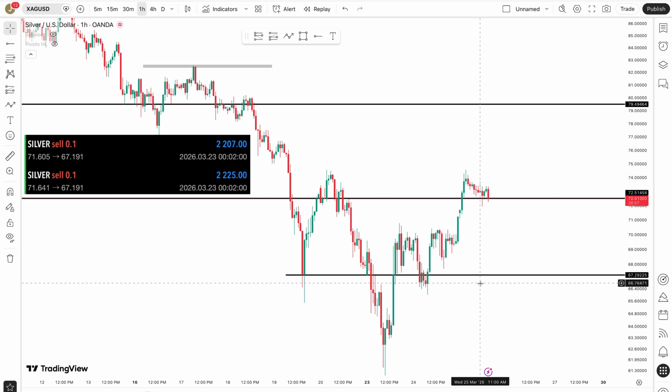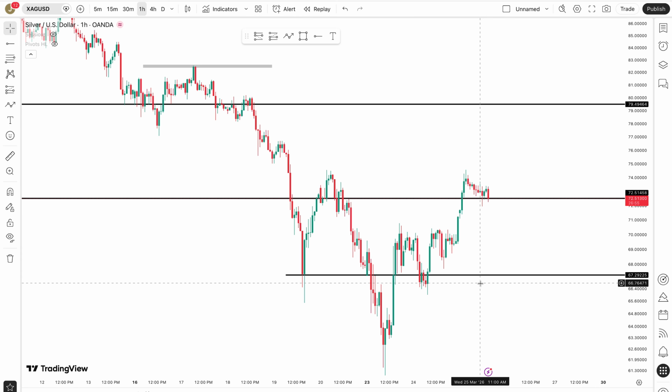This is literally the clearest ICC setup you'll ever see. And I hope I've explained it to you guys properly for you to understand and for you to begin seeing setups like this when you look at your charts and when you're trading.